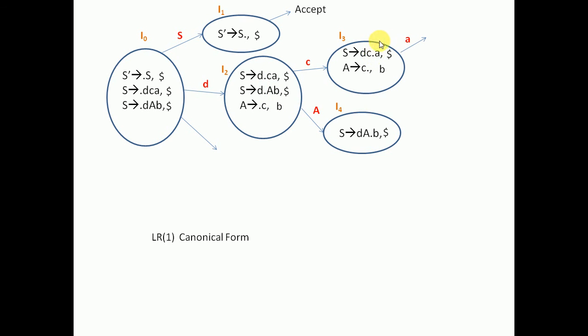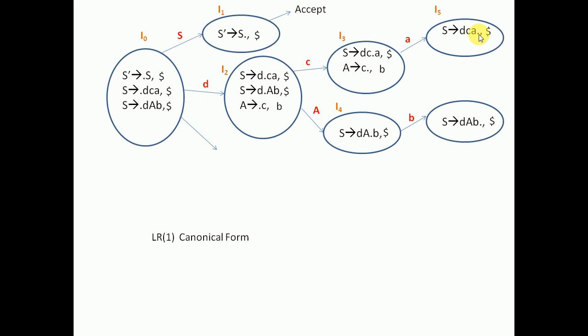Move over small a. Where will you reach? S derives D C A dot. What is the look ahead of this production? Dollar, and you take dollar as usual. Now no other productions are there to shift to another state, because it is a reduced state, so you cannot move anywhere. I5 again, over small b: for this I4, over small b, you will reach D A B dot. This is also a reduced state, so you cannot create any moves after this state.